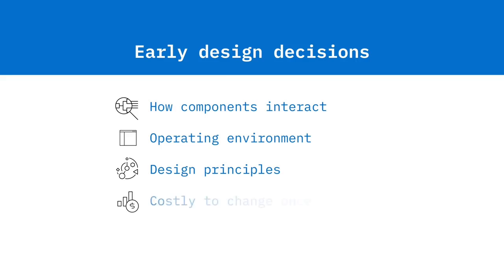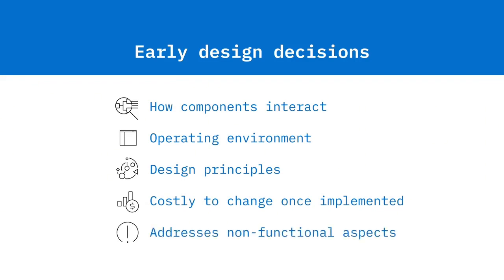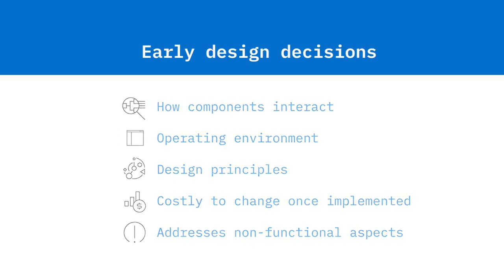The software architecture captures early design decisions that are often costly to change once implemented, and a software's architecture addresses non-functional aspects of the application, such as performance, scalability, maintainability, interoperability, security, and manageability.